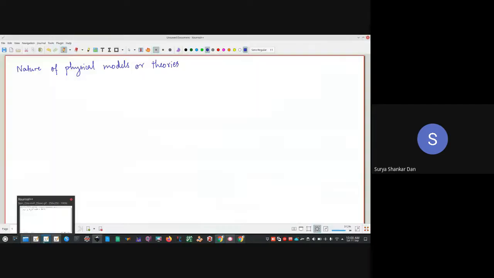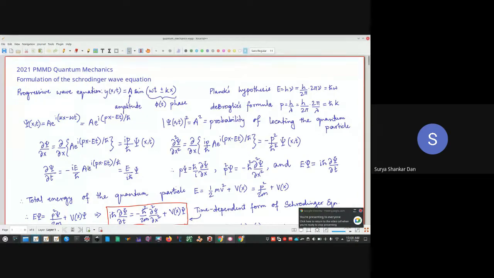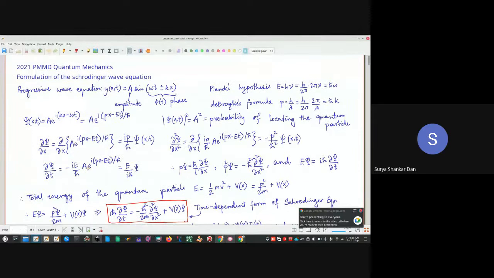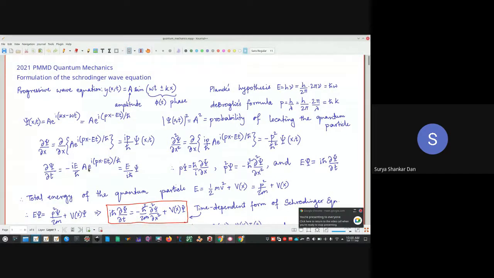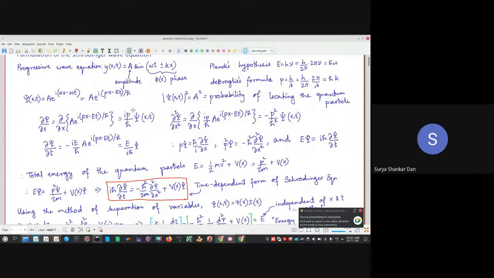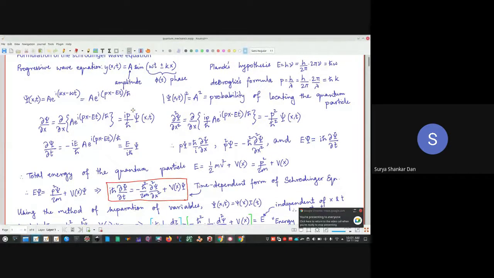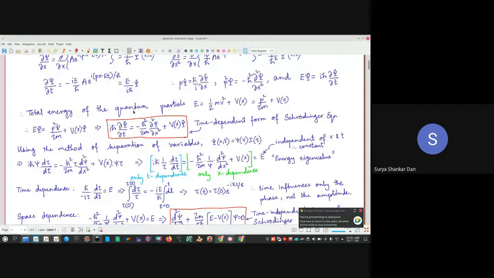So let's begin with our second lecture of this course. Today, as I discussed in our previous lecture, we will begin, before we go any further, with the quantum mechanics part, which is the technical part of this course. In our first lecture, we did the formulation of the Schrodinger equation, how that equation is derived from the fundamental principles.